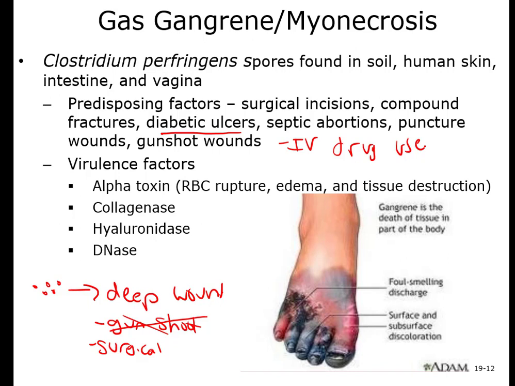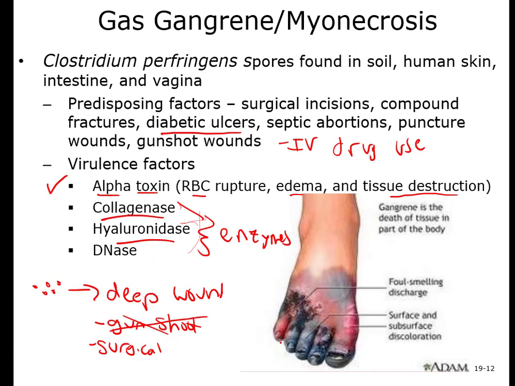Clostridium perfringens has several virulence factors. It releases an exotoxin called alpha toxin, which causes red blood cell rupture, edema or swelling, and really destroys the tissues. It also releases some enzymes. These are all enzymes that destroy tissues, like collagenase, which destroys collagen, and hyaluronidase, which destroys connective tissue.